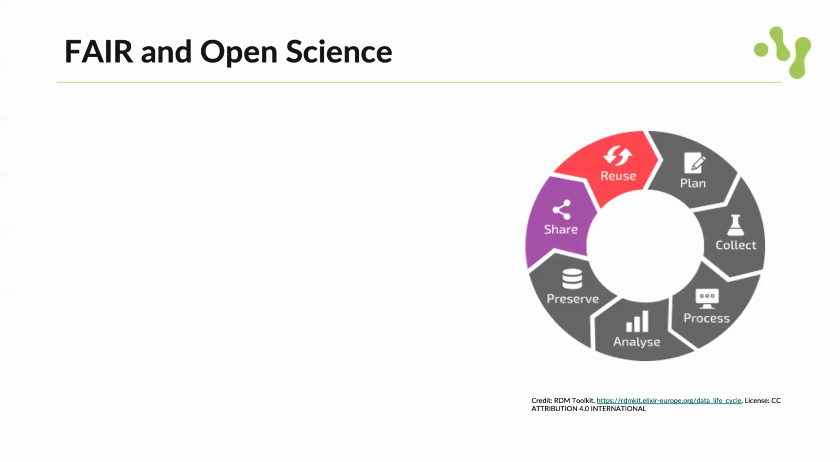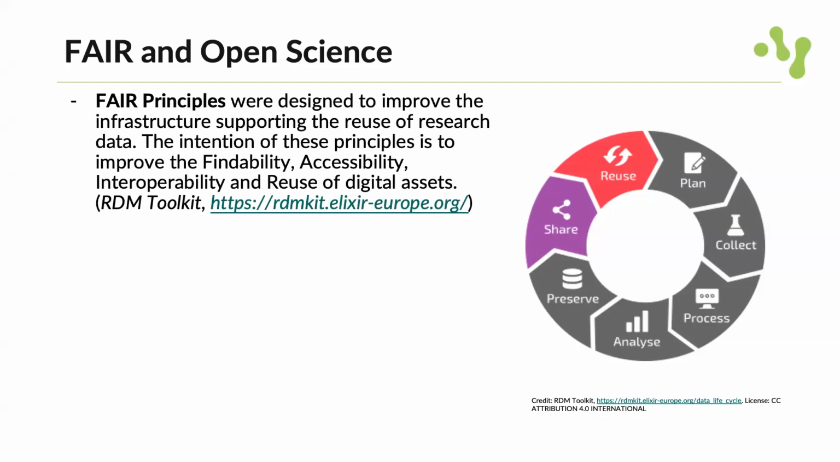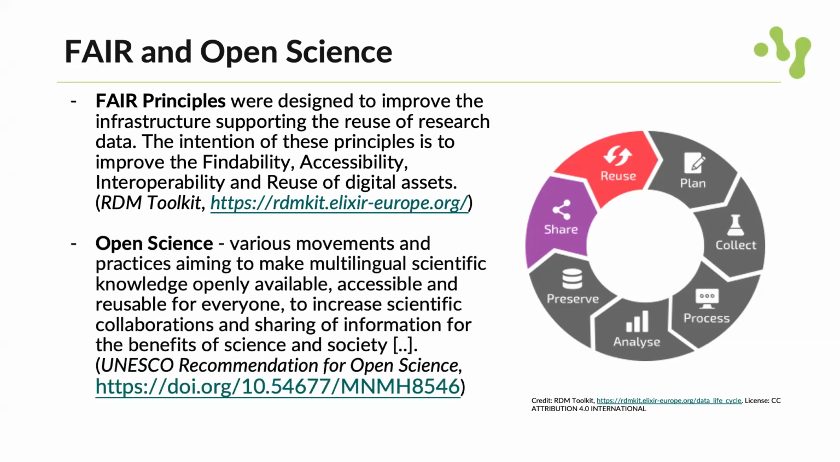So first, I want to very briefly define open science and FAIR a little bit. That is something that I'm sure you've already heard about a lot, because this is something that we talk about every time. So I'm not going to go into detail about any of them. Defining them is by itself a big topic, but just wanted to say briefly, FAIR principles are a set of principles that was designed to improve the infrastructure supporting reuse of research data, and FAIR refers to findability, accessibility, interoperability, and reuse of digital assets, and each of these has its own definition, has its own criteria.